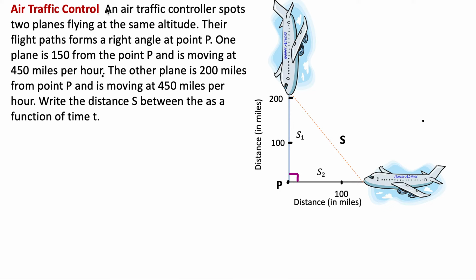Traffic control: an air traffic controller spots two planes flying at the same altitude. Their flight paths form a right angle at a point P. One plane is 150 miles from the point P and is moving at 450 miles per hour. The other plane is 200 miles from point P and is moving at 450 miles per hour.